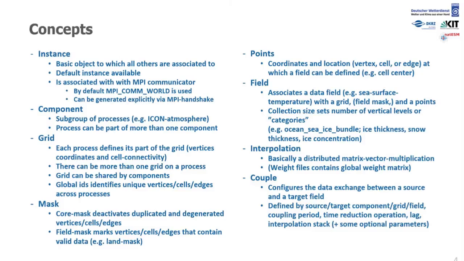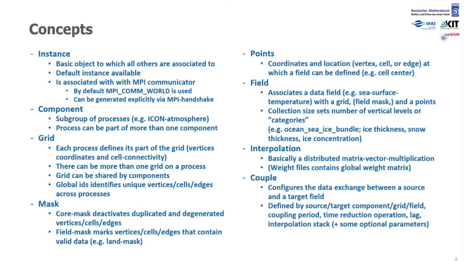Grids can be shared by multiple components, and you can help YAC a little bit if you have global IDs for each vertex, cell, and edge that explicitly define each unique point globally. So a vertex with a certain coordinate that is on multiple processes, for example, should then get the same global ID. That way, YAC is able to identify these across processes. YAC can generate them internally, but that takes a little bit of time, and afterwards you can't use weight files anymore. So ICON can provide these automatically, so nothing for you to worry about.